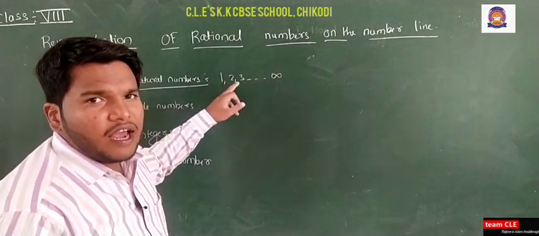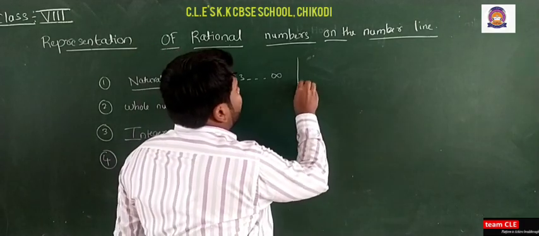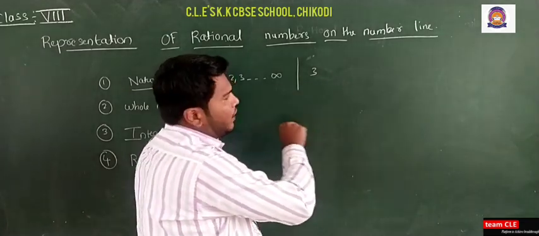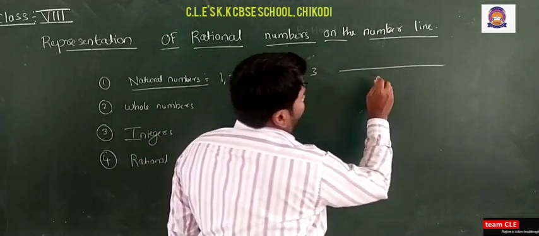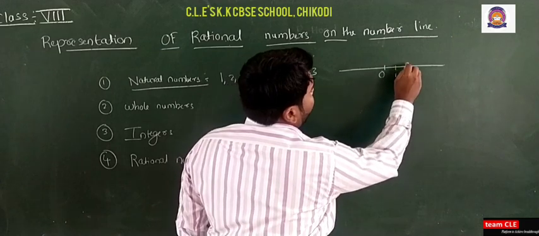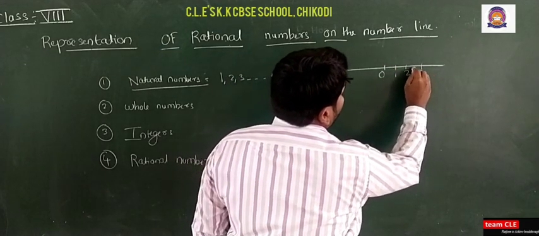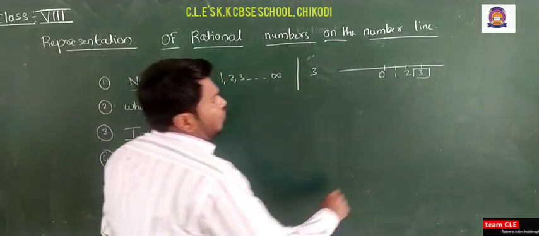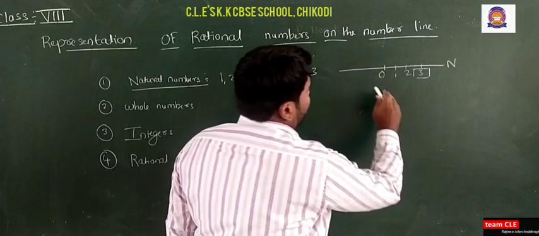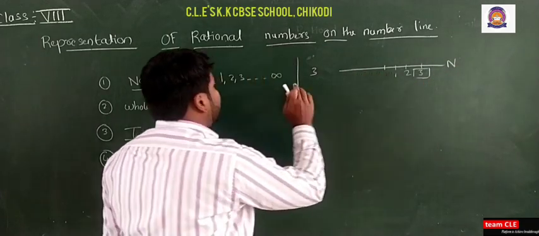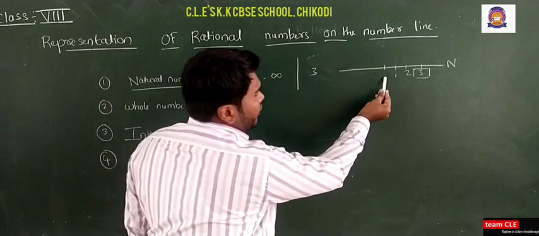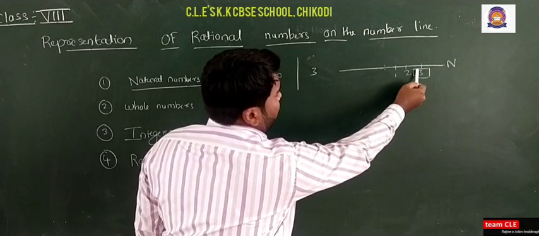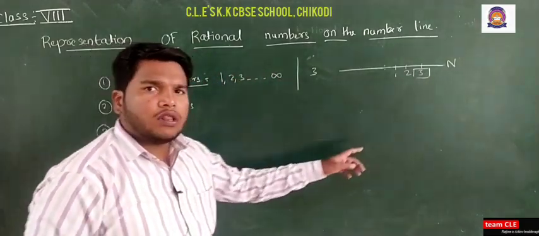From these natural numbers I take any one number. I choose 3, and I want to plot 3 on a number line. So I draw a number line: 0, 1, 2, and this is 3. I have plotted the natural number 3 on the number line. I did not take 0 as a natural number because 0 does not come in natural numbers, but I have drawn 0 on the line. So 1, 2, 3, and 3 is the one we plot.